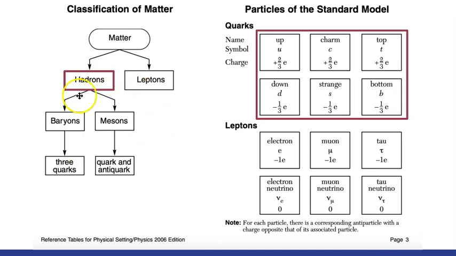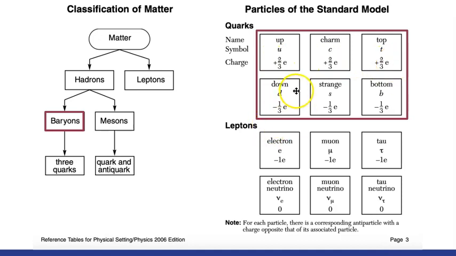But you can also have hadrons. Now hadrons come in 2 types, but both types have to do with these particles up here, which are called quarks. So you might have a baryon, which is made up of 3 quarks. So for example, you could have up, charm, top. Those would be 3 quarks that might make up a baryon.